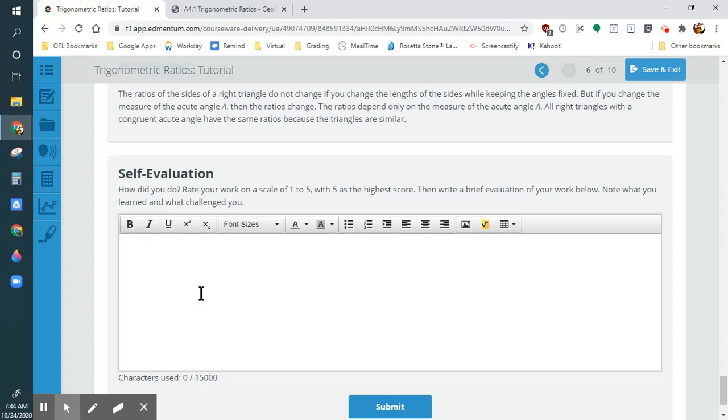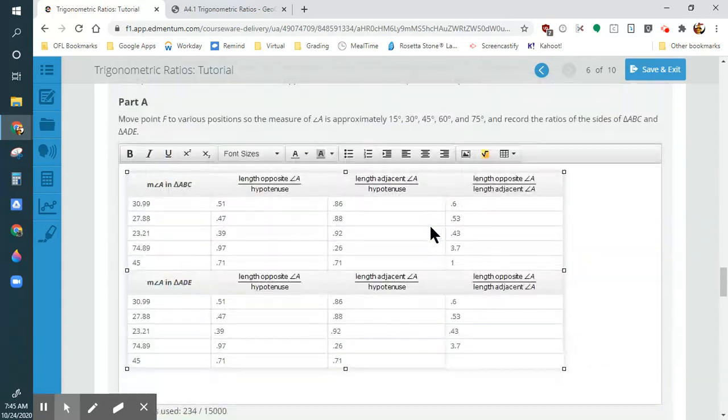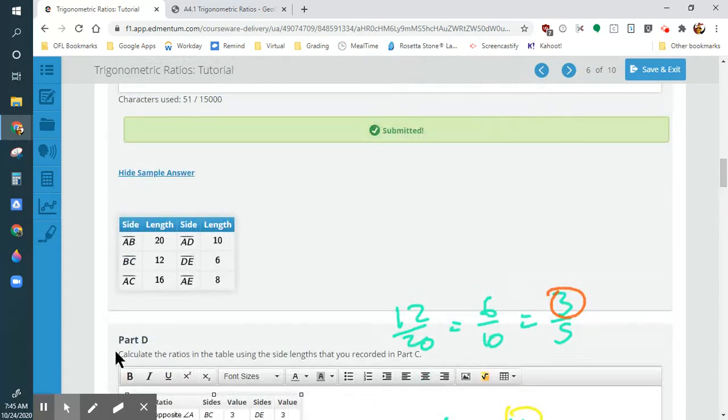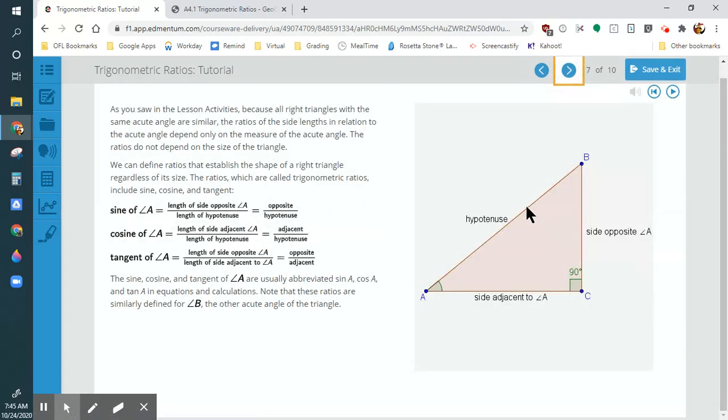I need to read directions. I picked random angles at first, and that's not good. Did I forget to submit something? I did. I forgot to submit the first ones. I need to get better at submitting stuff. Erase all that stuff. Go to the next one. We're on slide 7 out of 10, guys.